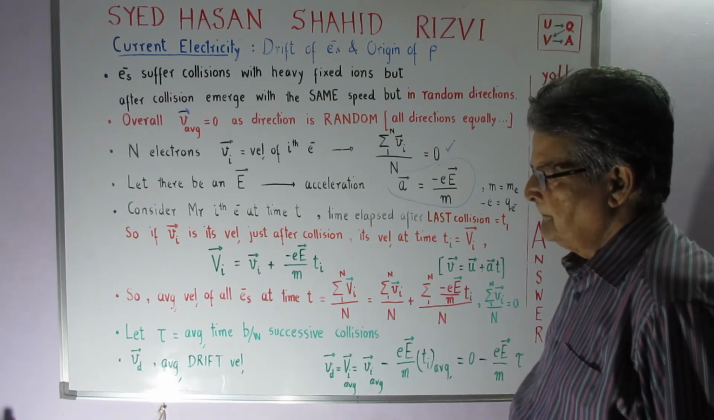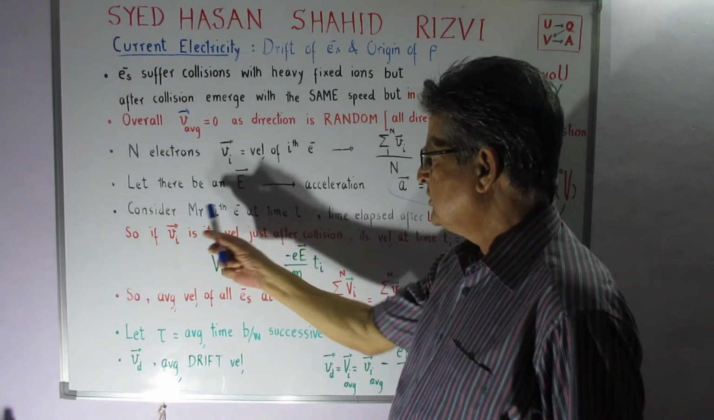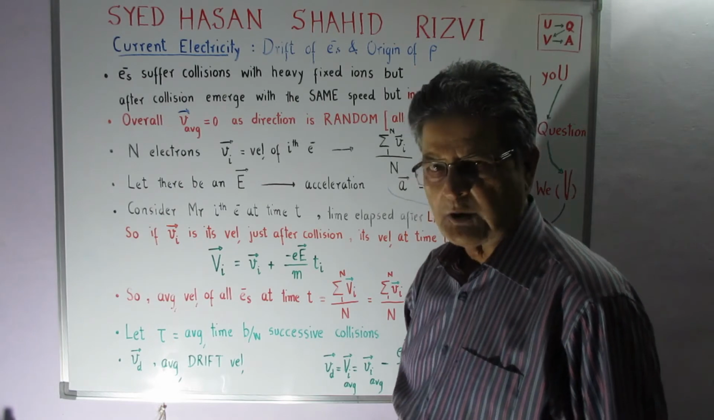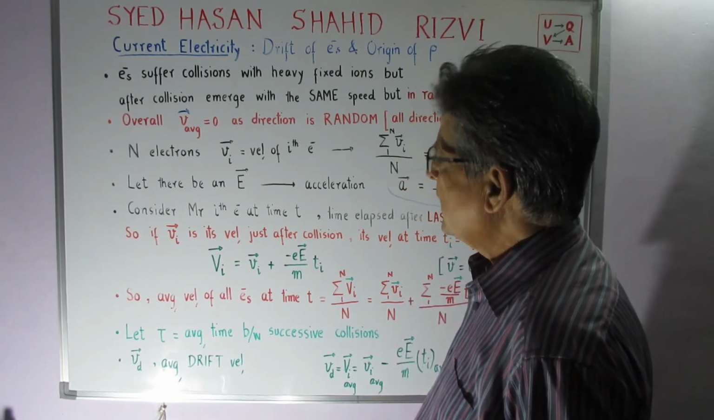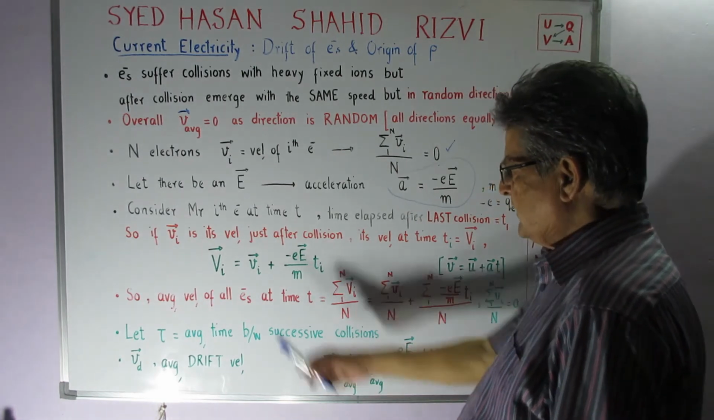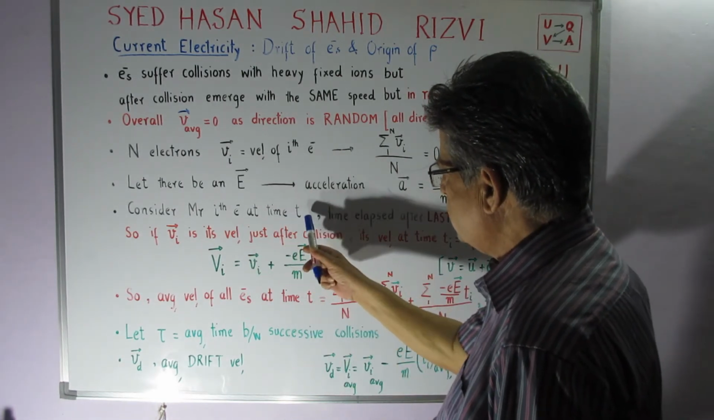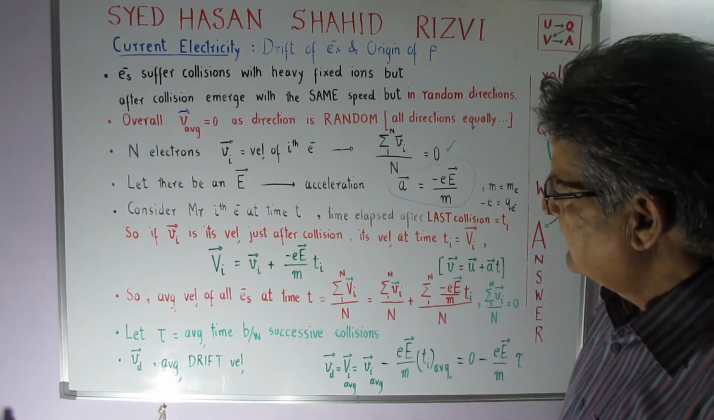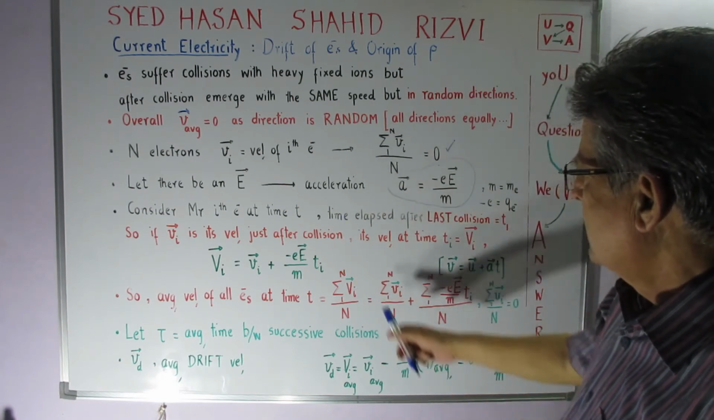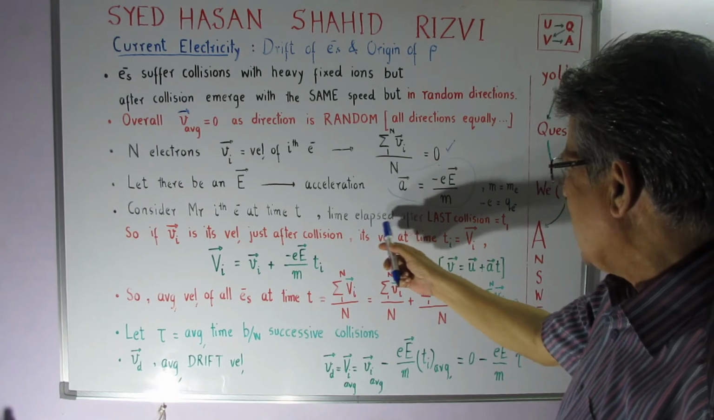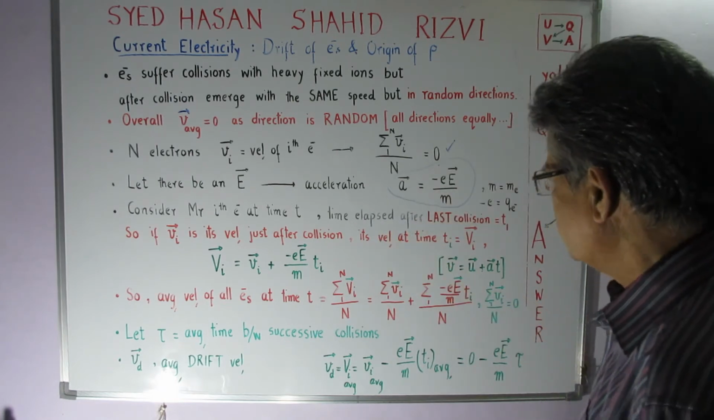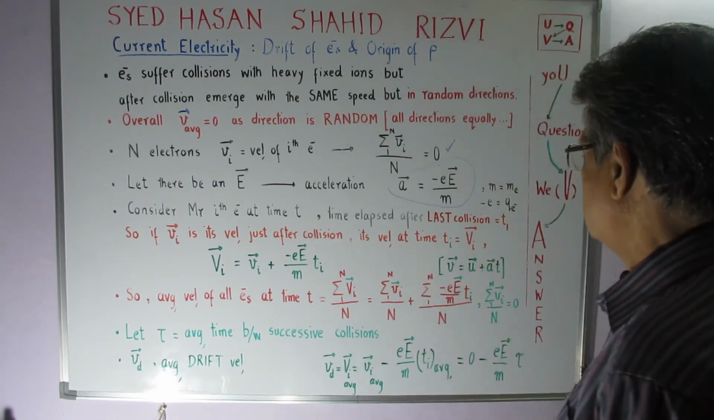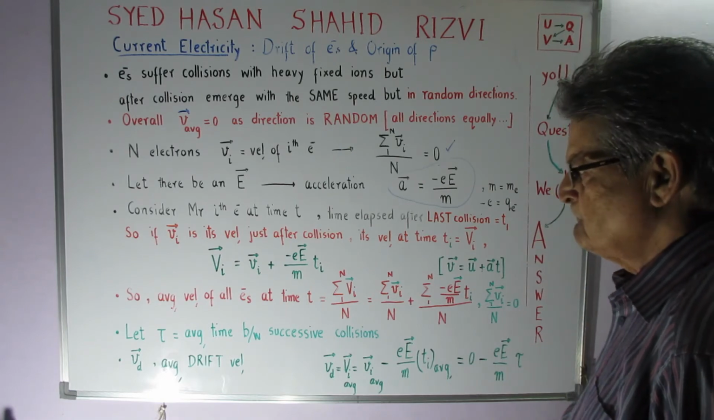Now, consider the ith electron at a given time t. And at the same time, let the time which has elapsed after the last collision for the ith electron be equal to ti seconds.